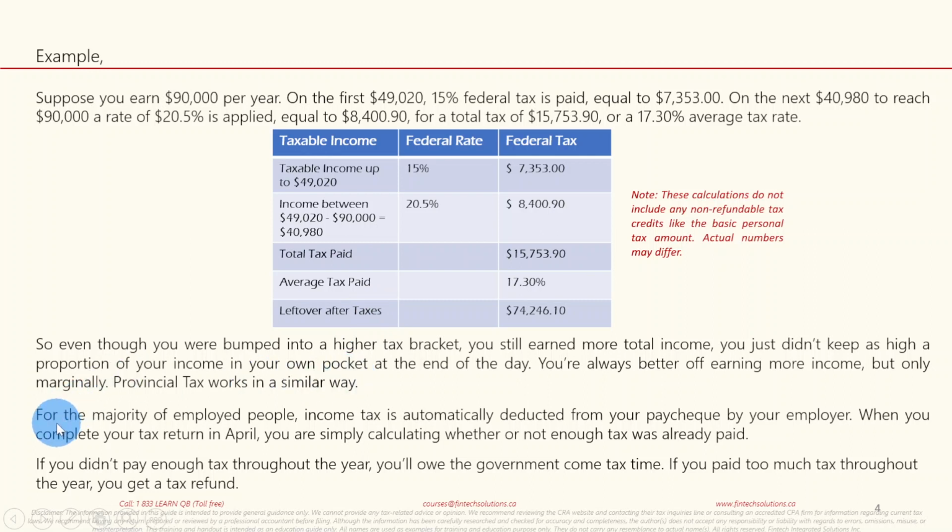For the majority of employed people, income tax is automatically deducted from your paycheck by your employer. When you complete your tax return in April, you are simply calculating whether or not enough tax was already paid. If you didn't pay enough tax throughout the year, you will owe the government come tax time. If you paid too much tax throughout the year, you get a tax refund. So, for an employee, most of the time the employer will deduct the tax which is needed as per the tax tables if everything is updated.